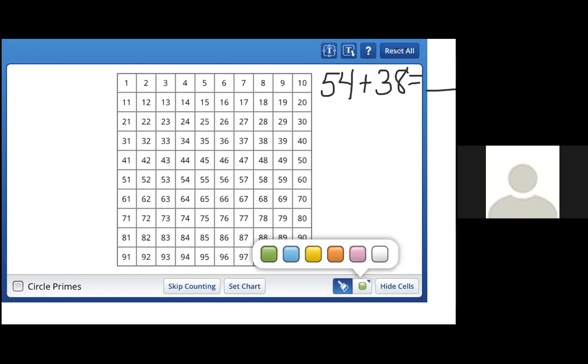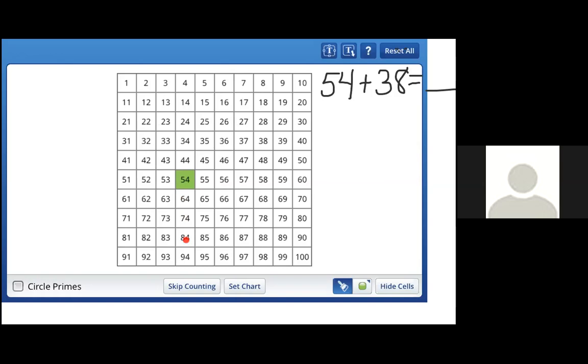Okay, let's see if you got the same answer I did. I'm going to find 54 on the hundreds chart. Here it is. Now I need to count on 3 tens. And oh, right, when I move down a column, I'm counting by tens. So I need to do that starting at 54, and I need to count on 3 more tens. 10, 20, 30. That brings me to 84.